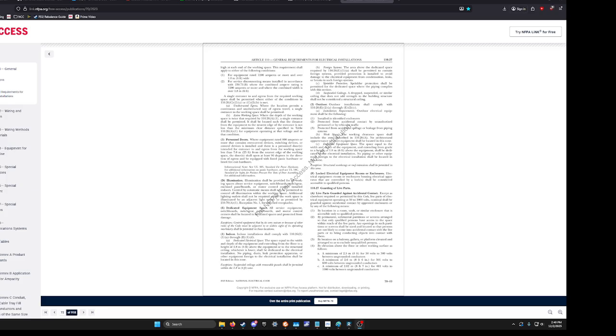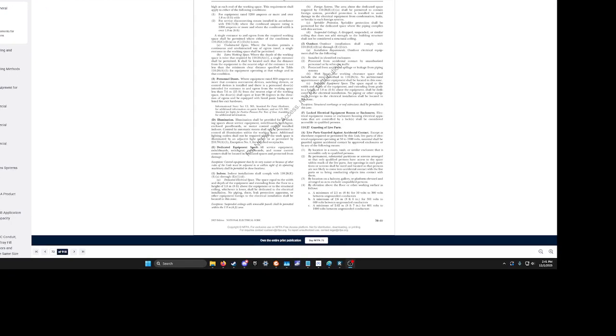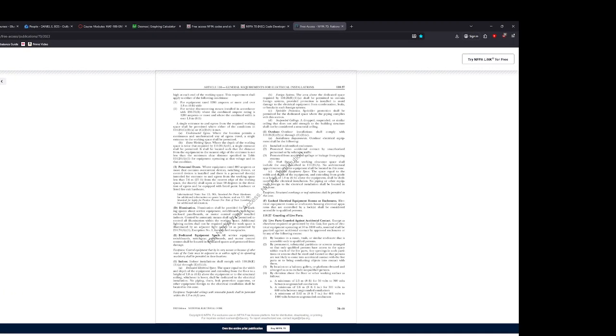Dedicated equipment. All service equipment, switchboards, switchgear, panelboards, and motor control centers shall be located in dedicated spaces and protected from damage. So you can't have your controls in the middle of a building or in the middle of a room full of other equipment. Indoor installations shall comply with 110.26(E)(1)(a) through (d). Yeah, a bunch of other stuff here. Outdoor spaces have to comply with the stuff below that, and then I believe that is it for 90 through 110 and chapter 1 as a whole.